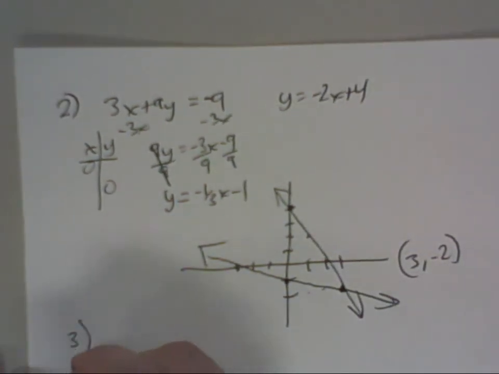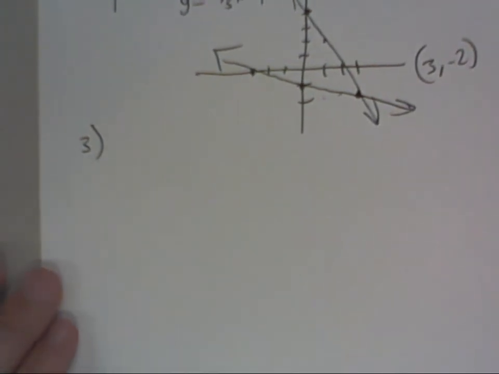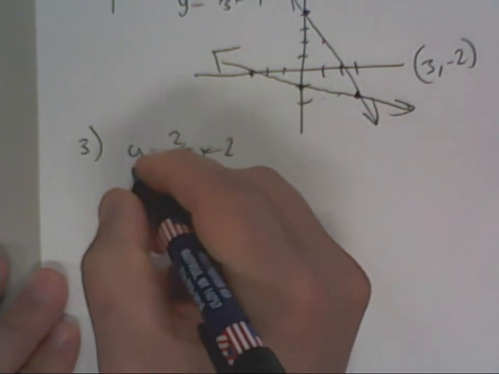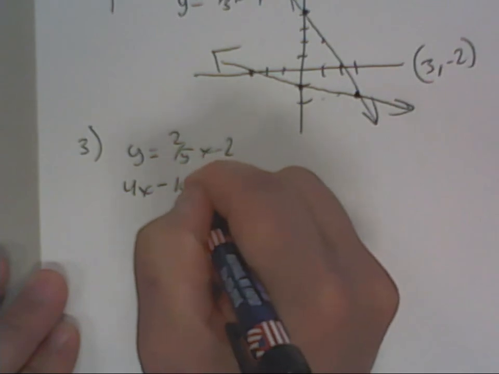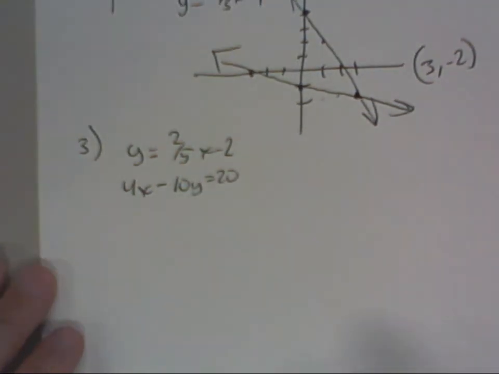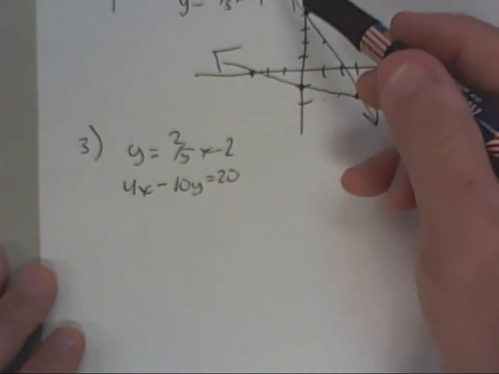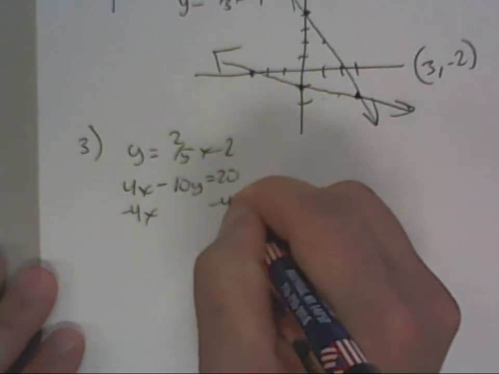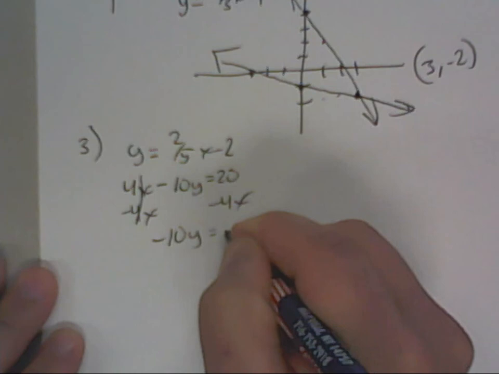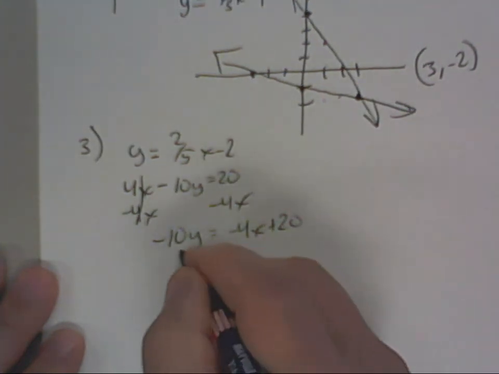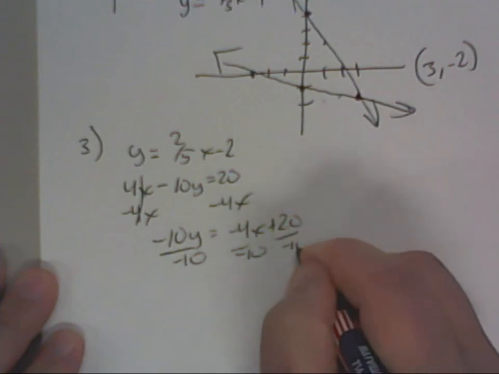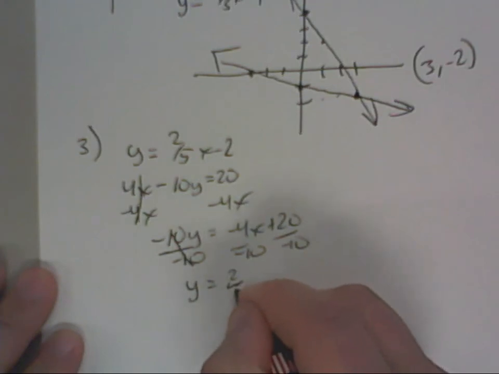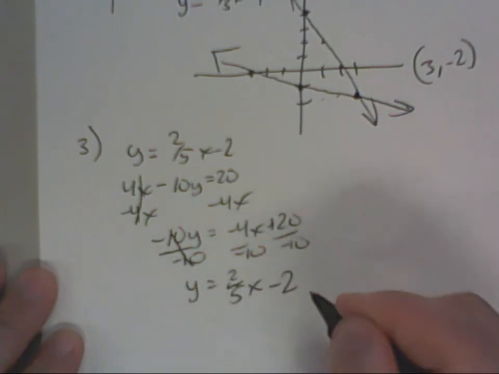Okay? We will, however, get other types of systems that might look something like this. First equation might be y equals 2/5 x minus 2, and the other equation would be 4x minus 10y equals 20. If I do the same thing as in the first example, I'm going to rewrite this equation in slope-intercept form by subtracting 4x from both sides. So I'd have negative 10y equals negative 4x plus 20. And if I divide everything by negative 10, then I'll have y equals negative 4 over negative 10, which reduces to 2/5, times x minus 2.